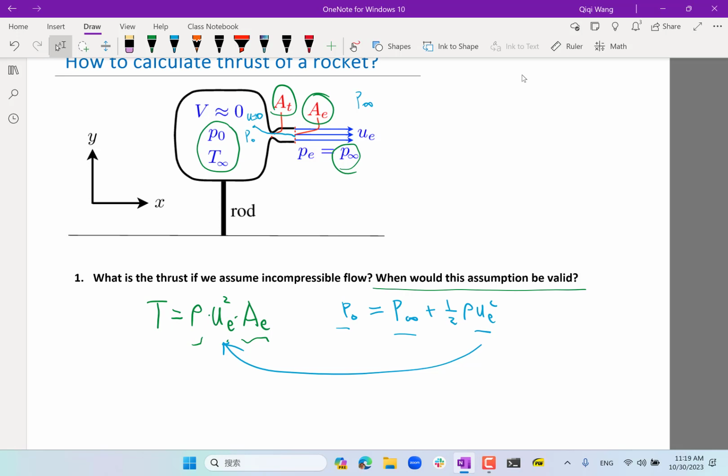But the blue equation cannot be used anymore. Again, AE is something we know, but rho is now something we don't know anymore, and UE cannot be calculated using that. So what do we do when there is compressible flow?